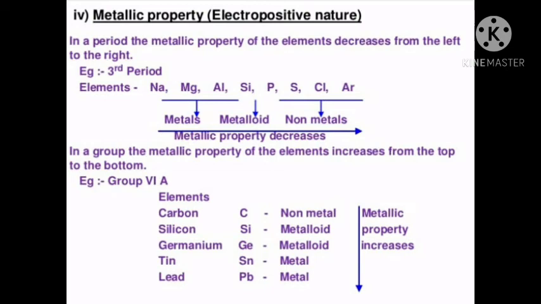In a group, the metallic property of the elements increases from the top to the bottom. Example, 6A group elements carbon, silicon, germanium, tin, lead. C, Si, Ge, Sn and Pb are the symbols respectively. Carbon is a non-metal, silicon is a metalloid, germanium metalloid, then tin and lead metal. So the metallic property increases down the group, or from the top to the bottom.